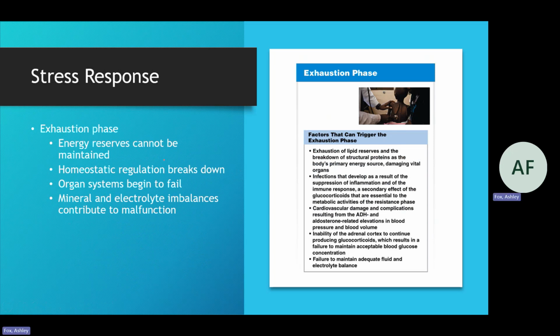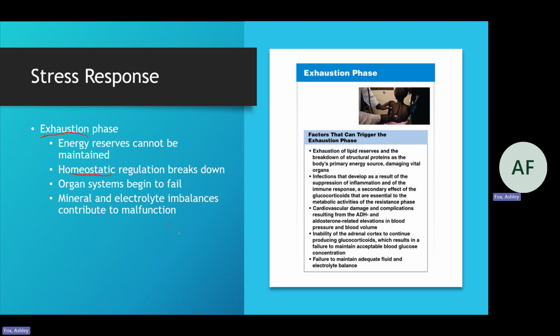The last phase: you've been releasing glucocorticoids for a very long time, and eventually you're just exhausted. Your body gives up. So this is really when homeostasis is going to come to a complete breakdown. You can't maintain your minerals or your electrolytes, and eventually your organs are going to start to fail because you just can't maintain this anymore. You've used up all of your fat, you've used up all of your muscles, you have no more energy, so you can't maintain your blood glucose anymore.